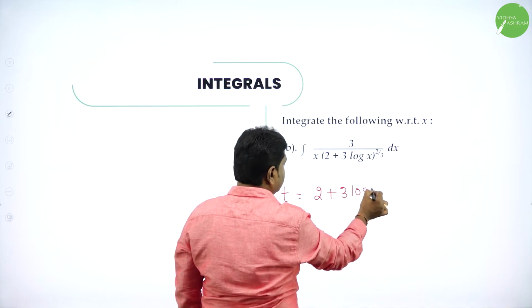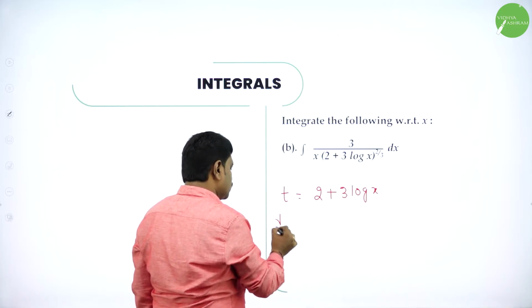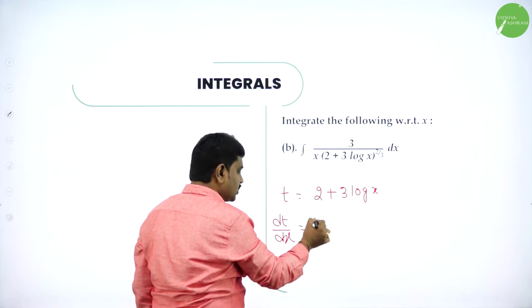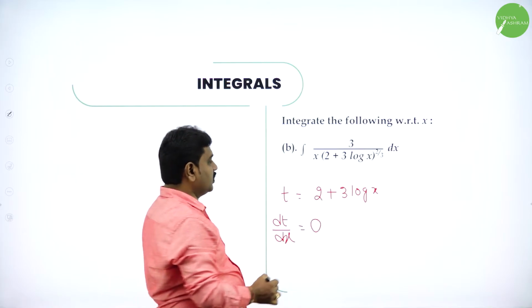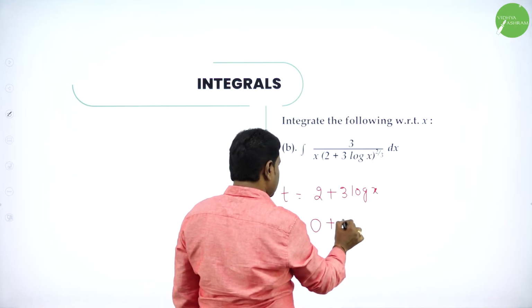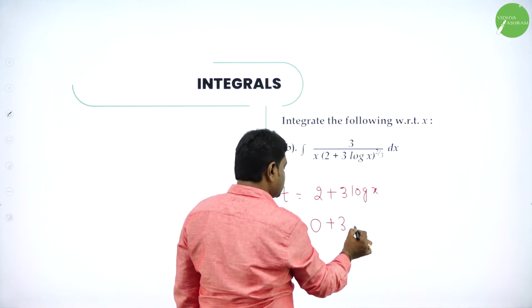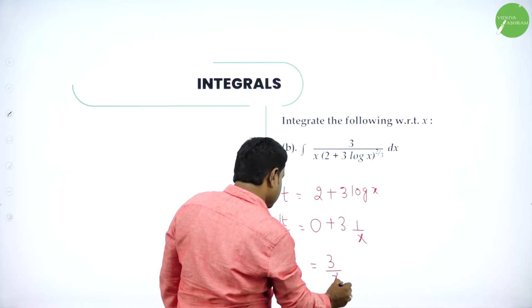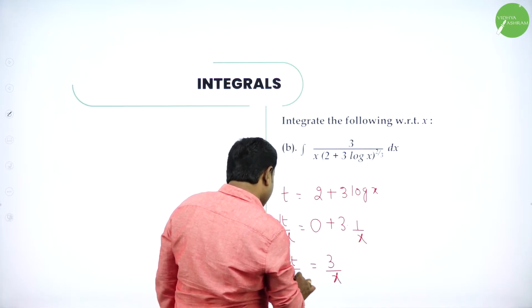Now I'll differentiate this. So differentiate both sides. So dt by dx is equal to, all of you know, derivative of 2 is a number, a constant, derivative of 2 is 0. Plus, 3 is constant, take it out. Derivative of log x is 1 by x. So simplify, RHS becomes 3 by x. This is dt by dx. dt by dx is 3 by x.